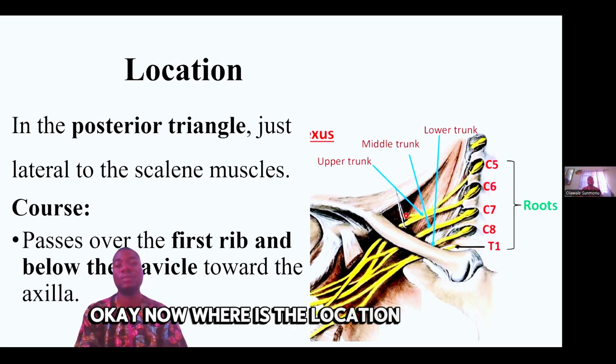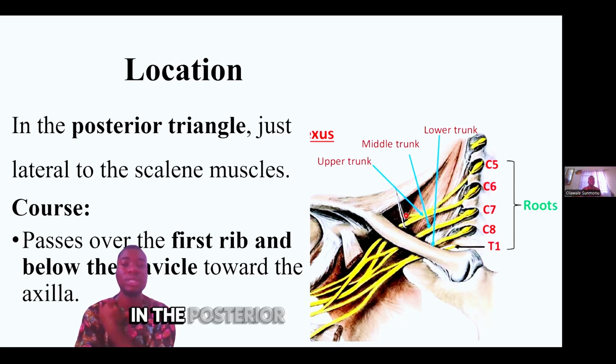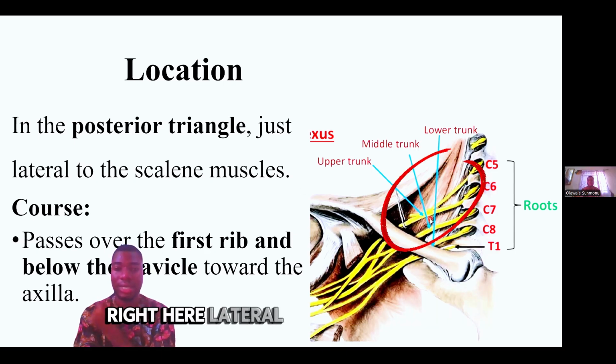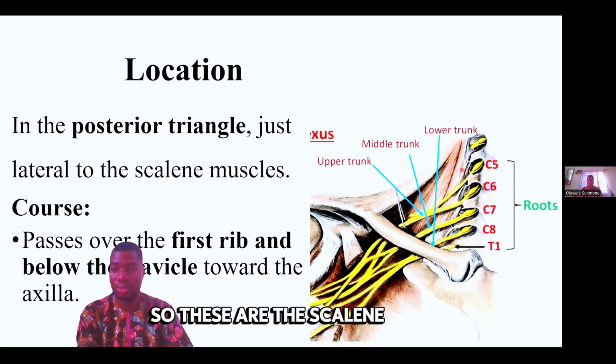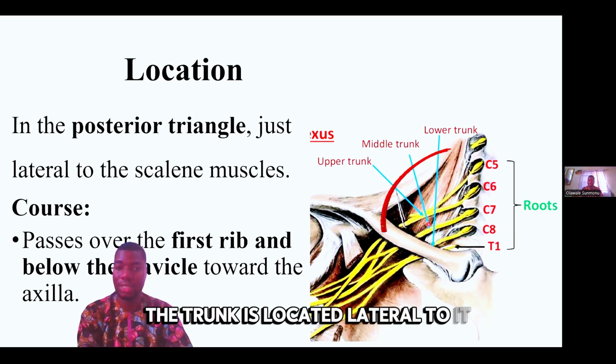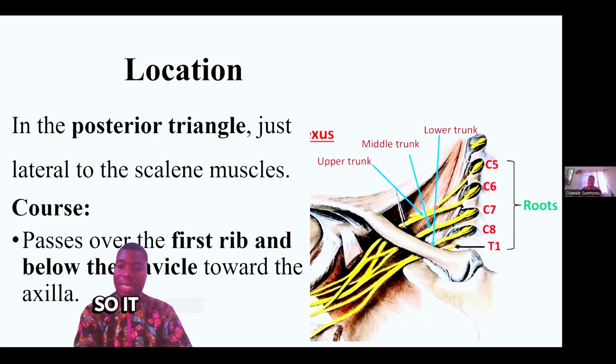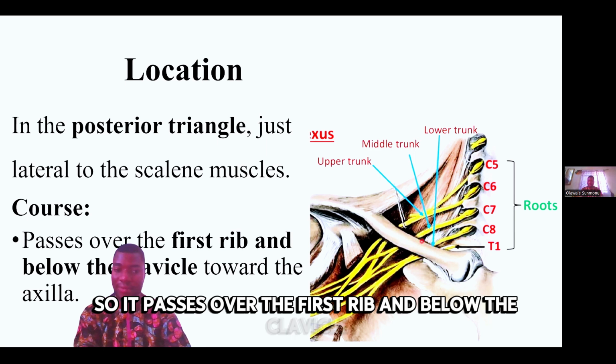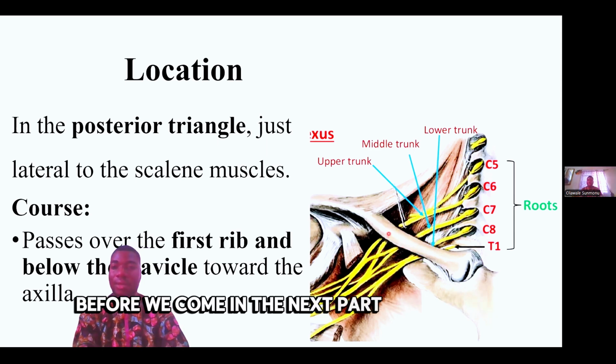Okay, now where is the location of the trunk? The trunk is located in the posterior triangle of the neck, right here, lateral to the scalene muscles. So these are the scalene muscles. The trunk is located lateral to it in the posterior triangle. So it passes over the first rib and below the clavicle before becoming the next part of the brachial plexus.